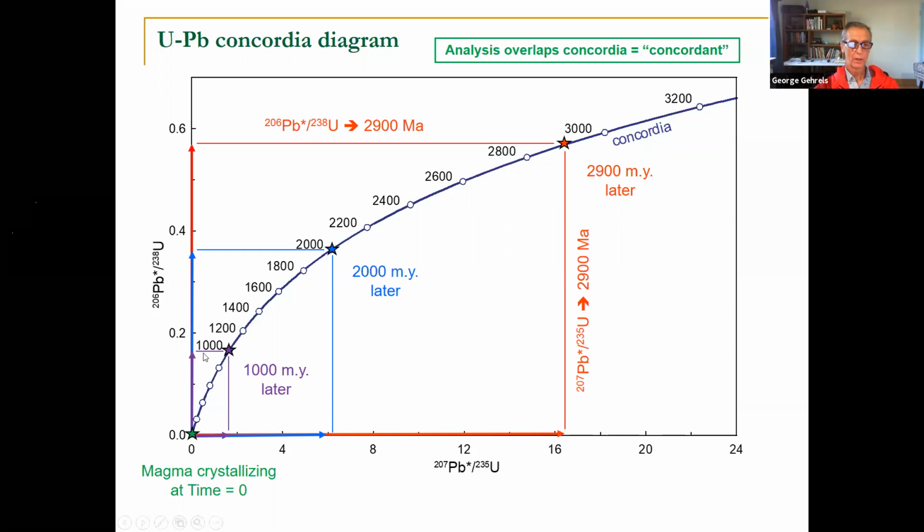Here's the ratio you'd measure, the age you calculate. Here's the ratio you measure for 7.5, the age you calculate. Here's where you'd be 1 billion years later, 2 billion, 3 billion. So the dot just moves out along Concordia. We call this a concordant analysis if it sits on top of Concordia.